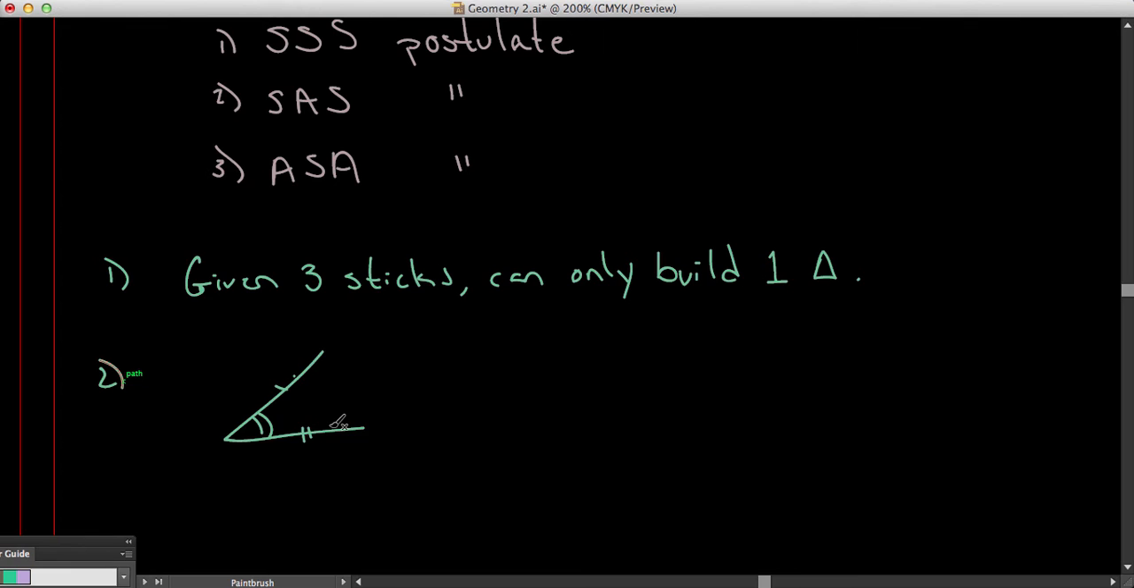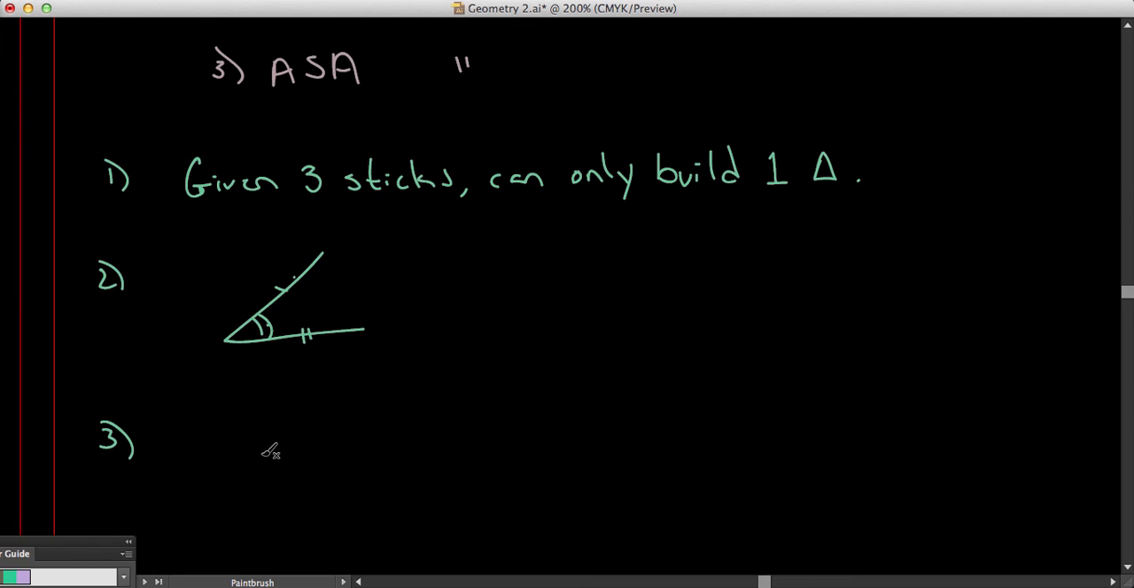So that's why we have a side, we have an angle, and we have a side. And that proves two triangles' congruence, because if this side is the same as the corresponding side, the angle is the same as the corresponding angle, and this side is the same as the corresponding side, there's only one side left that can create this triangle. So the other triangle must be congruent to this triangle. Okay.